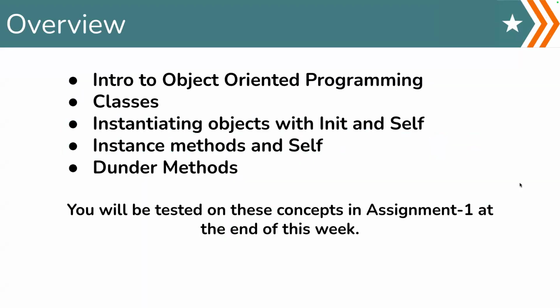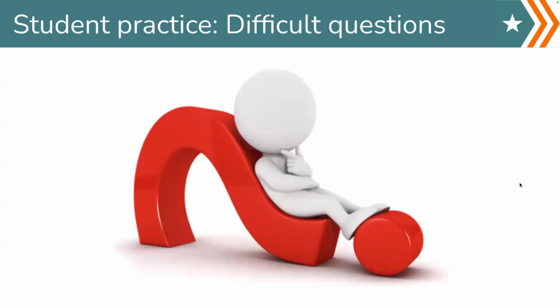So overview, intro to object-oriented programming. What are classes? How do you instantiate an object with the init and self method, instance methods and self, and the dunder method. Now, all of this material you'll be tested on in your assessment 1 at the end of this week. At this point, does anyone have any questions?